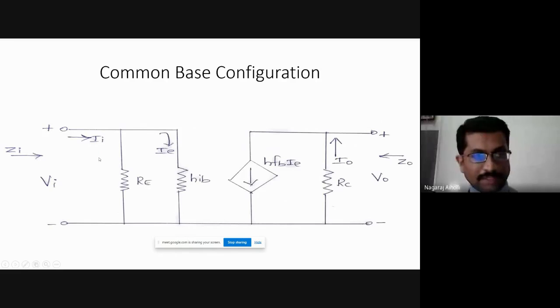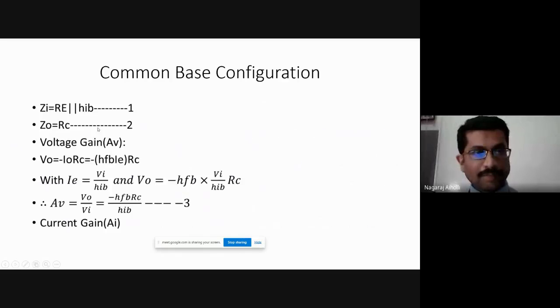If we look from this side, towards the positive to negative terminal, RE and HIB will come in parallel. This RE and HIB will come in parallel. Therefore, input impedance Zi will be RE parallel HIB.